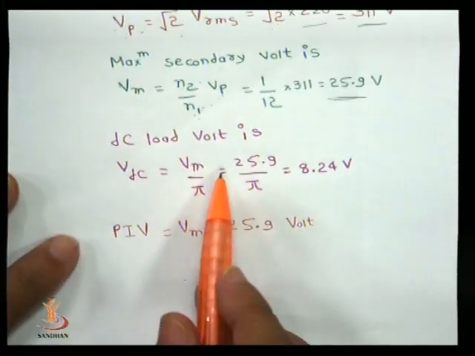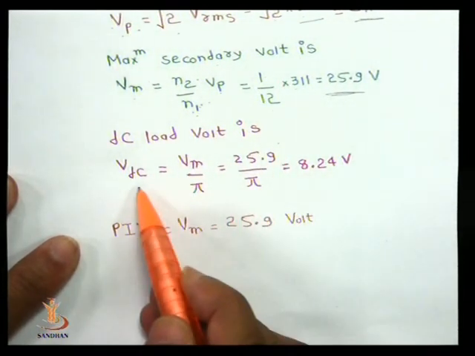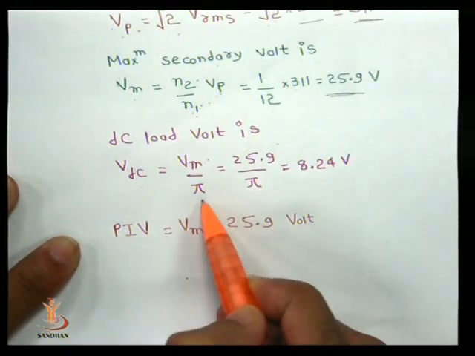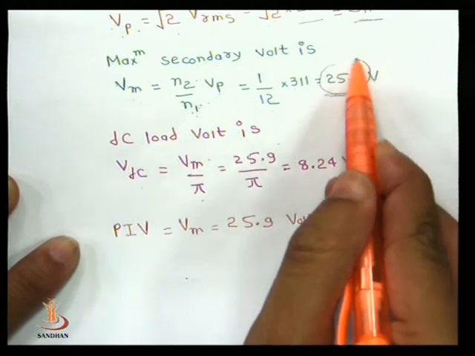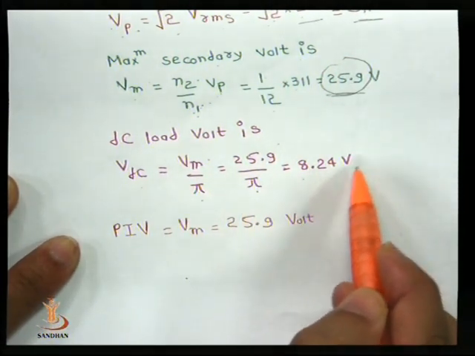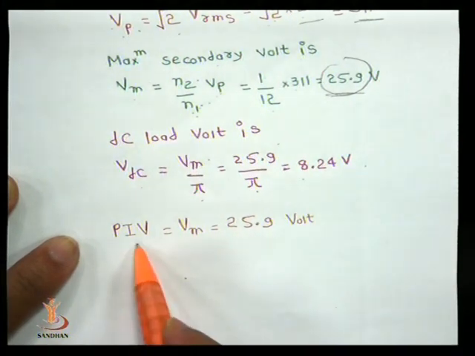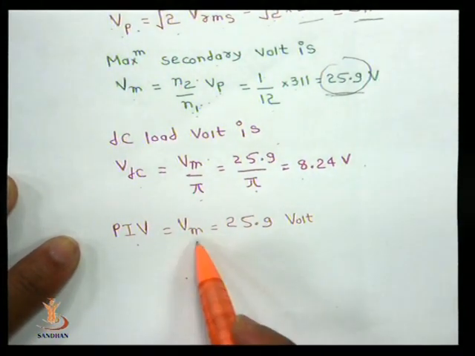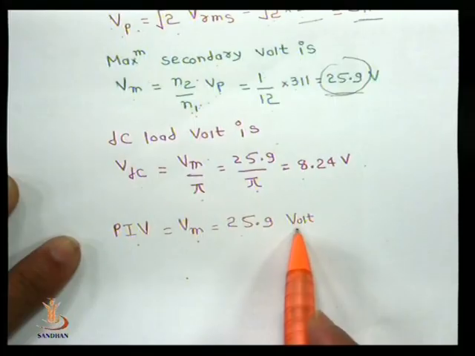Now the DC load voltage is VDC equal to Vm by pi. Vm we already obtained as 25.9, divided by pi. If you calculate, we are getting 8.24 volt. The PIV of the half wave rectifier is Vm, and it is 25.9 volt.